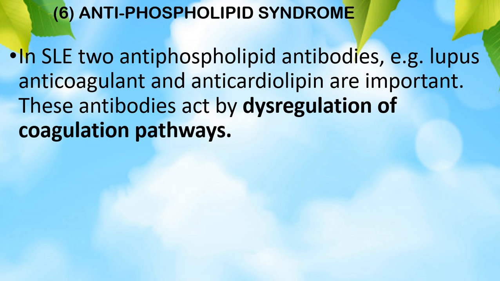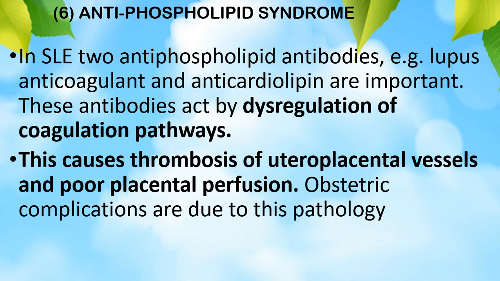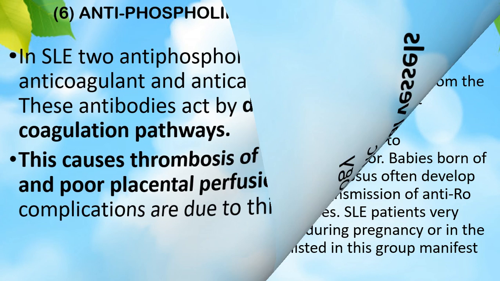In SLE, two antiphospholipid antibodies, lupus anticoagulant and anticardiolipin, are important. These antibodies act by dysregulation of the coagulation pathway. This causes thrombosis of the uteroplacental vessels. So when the coagulation pathway is dysregulated by these antibodies, it causes thrombus formation in the uteroplacental vessels, and that causes poor placental circulation, which further leads to obstetrical complications in this pathology.